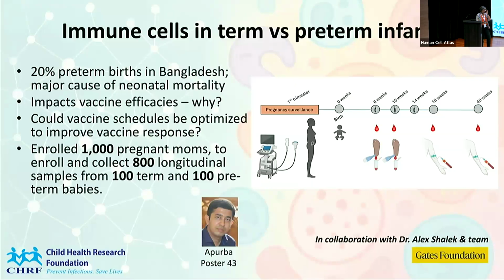So we started enrolling 100 pregnant women. So far, we have enrolled 1,000 pregnant women. We start communicating with them in their first trimester. They do their ultrasound with us. And finally, we follow them through their entire pregnancy, so we know the exact gestational age. And after the baby is born, we are collecting longitudinal samples at different age points and after different vaccinations or before different vaccinations of the baby. So our plan is to collect 800 longitudinal samples from 100 term babies and 100 preterm babies.